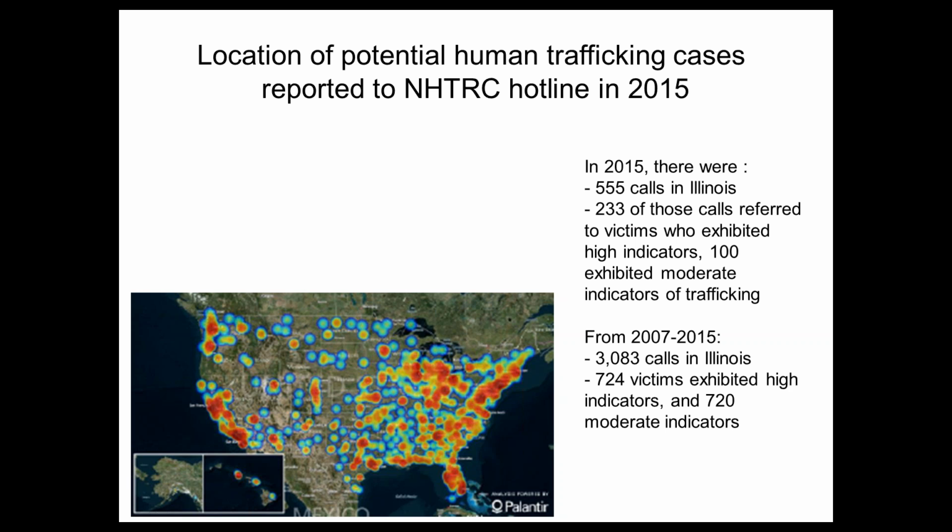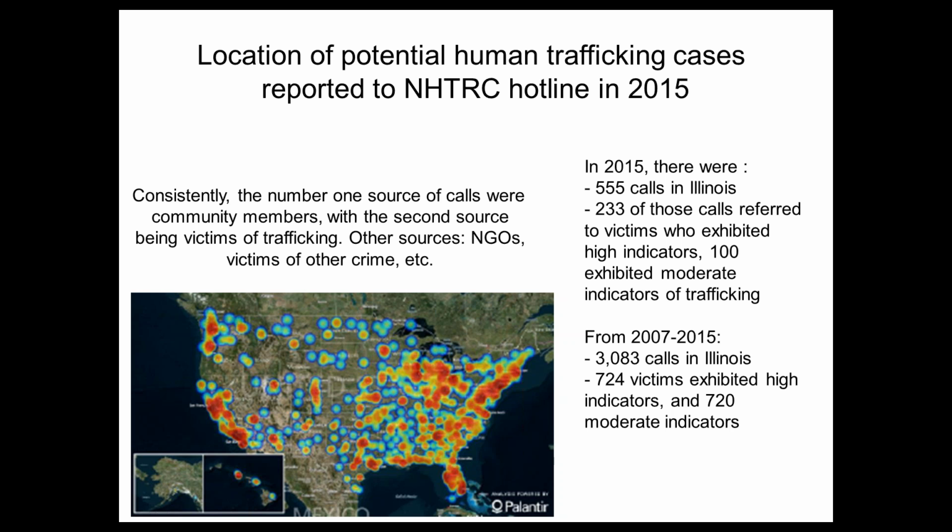In the aggregate, from 2000 to 2015, the hotline received 3,083 calls in Illinois, with 724 victims exhibiting high indicators and 720 exhibiting moderate indicators. The hotline relies greatly on concerned citizens. The number one source of tips are community members, or some call it Good Samaritans. The second source of tips are trafficking victims. And other sources for tips are nonprofits and victims of other crimes, among others.